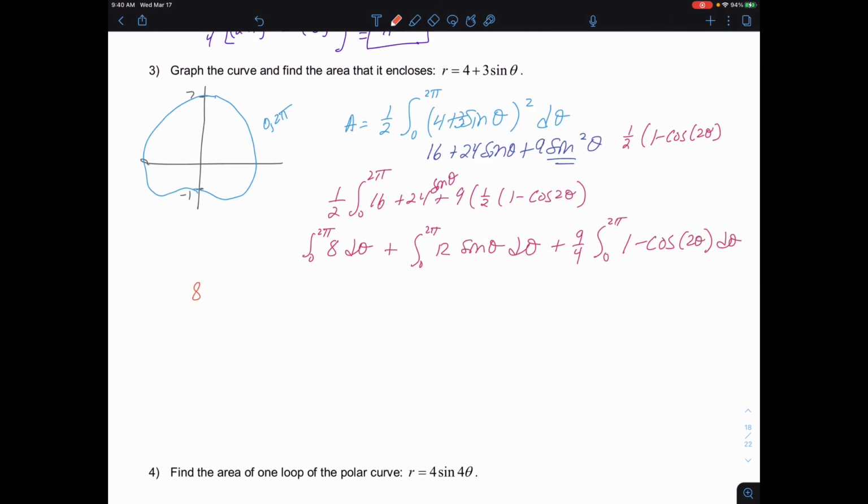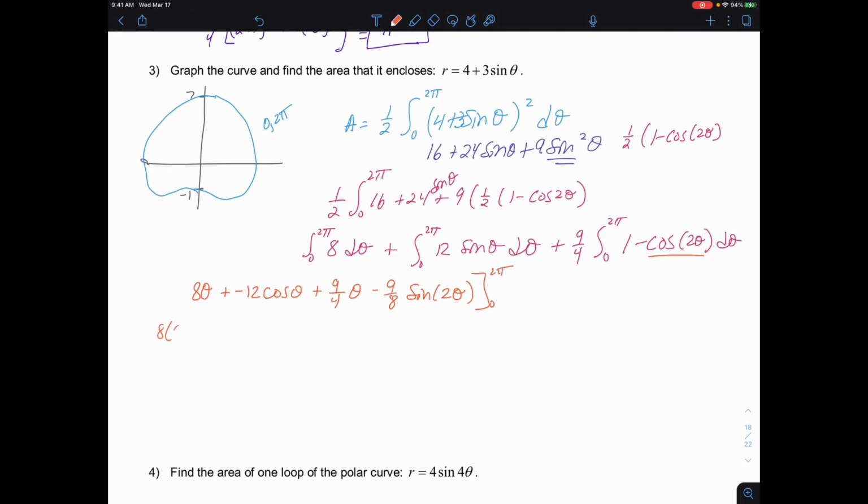We're going to have 8 theta plus, how about a negative 12 cosine of theta, plus 9/4 theta minus, if I do this, I'm going to have a 2 out in front, so I'm going to have 9/8 sine of 2 theta. So there should be my integration, and all of those are from 0 to 2 pi. So let's go ahead and plug in 2 pi.